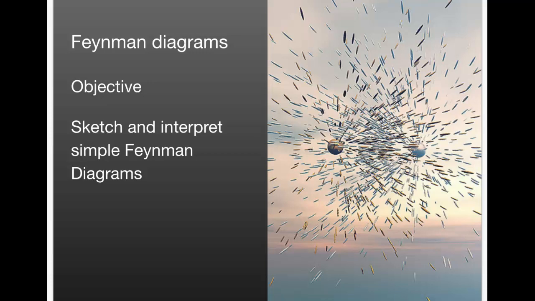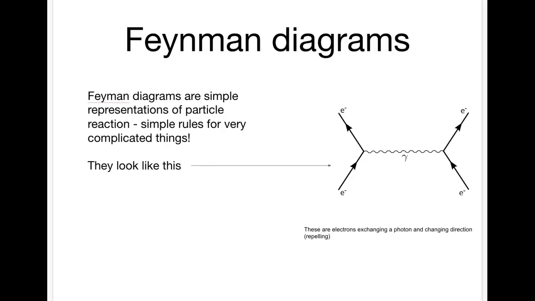So today's lesson is about Feynman diagrams. What you're going to learn to do is to sketch and interpret simple Feynman diagrams. Feynman diagrams are ways of representing particle interactions using simple diagrams. And they look a little bit like this.